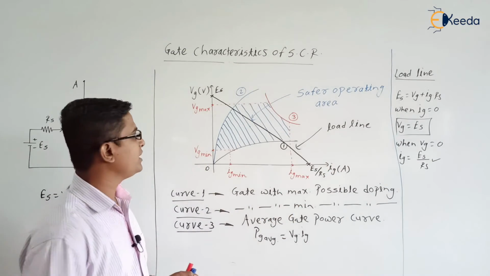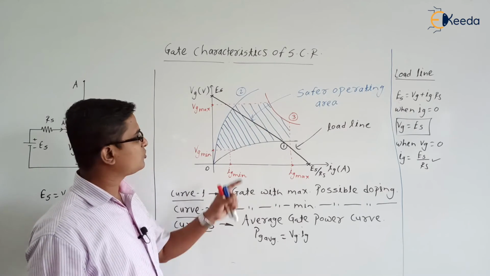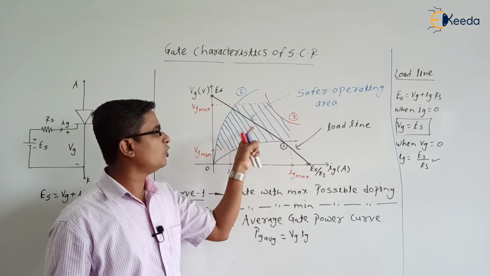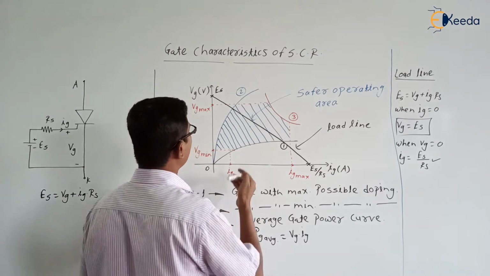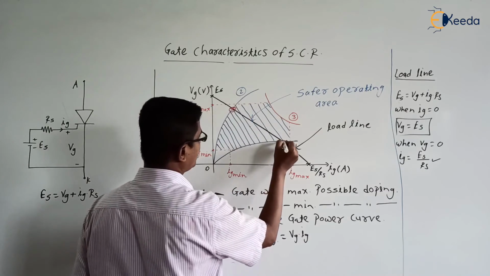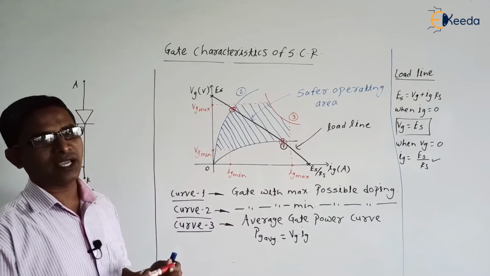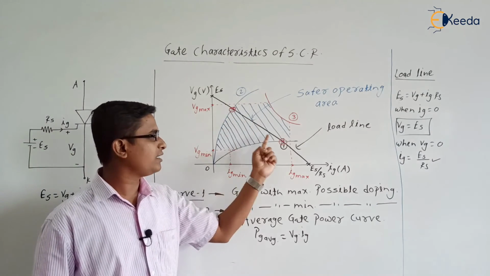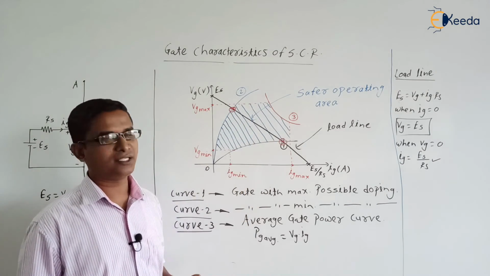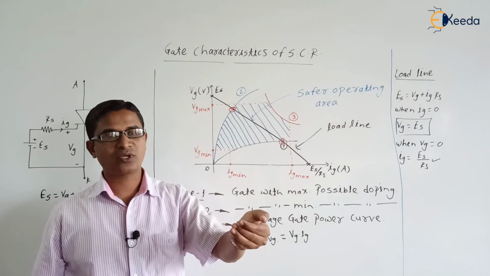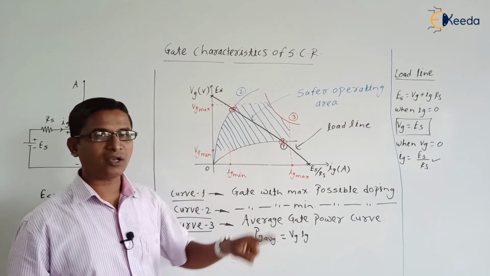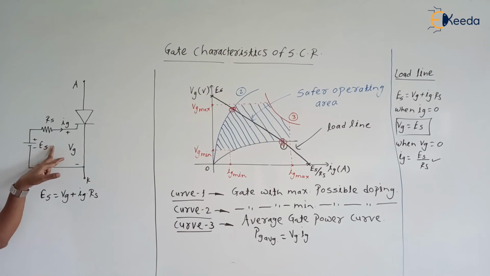Now, here we have the shaded operating region, and through the shaded operating region we have the load line. Whatever operating points we get on this load line, at the intersection of the load line and the safer operating region, all these points will be the safer operating points for the gate cathode circuitry of this SCR with the given Es and Rs. Are you getting it?